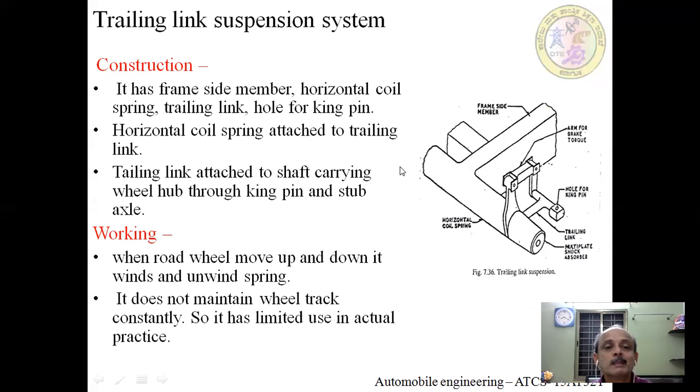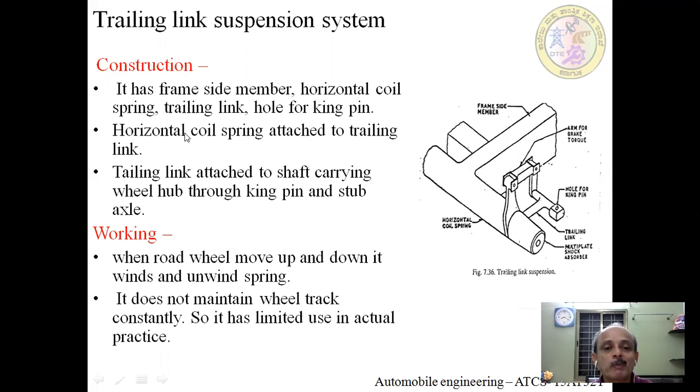In the construction, it is very simple. It has a frame side member. You can see here the frame side member, the horizontal coil spring, the trailing link, and the hole for kingpin.